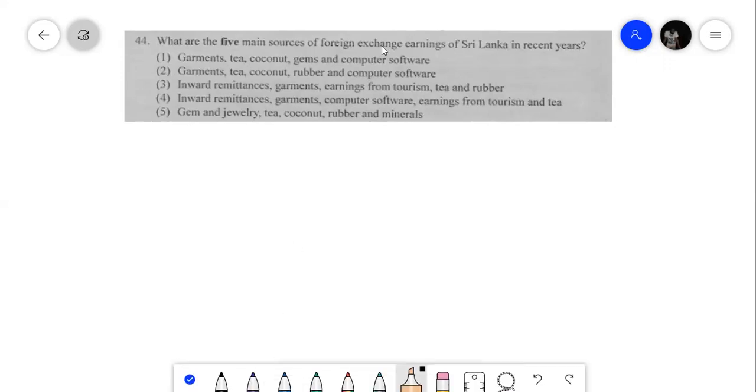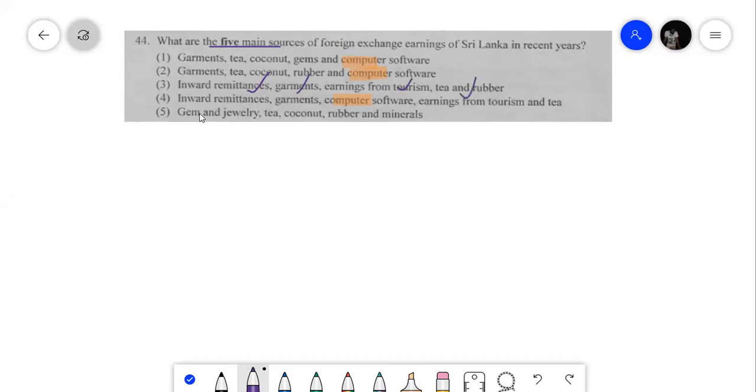Guys, Sri Lanka doesn't really have earnings from computer software. We are not exporting software, right? When did Sri Lanka make computer software? So just cut that off whenever you have computer software there. Sri Lanka is not really earning money from computer software, and we are buying computer software. So then you end up with 2 answers. Inward remittances, yes, guys. But they're asking for the 5 main sources. Inward remittance is the main one, where you get worker remittances. Garments, yes. Tourism, yes. Tea and rubber, yes.